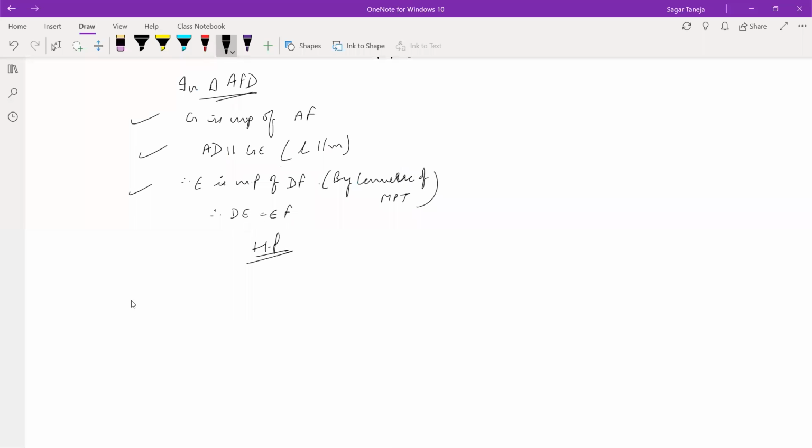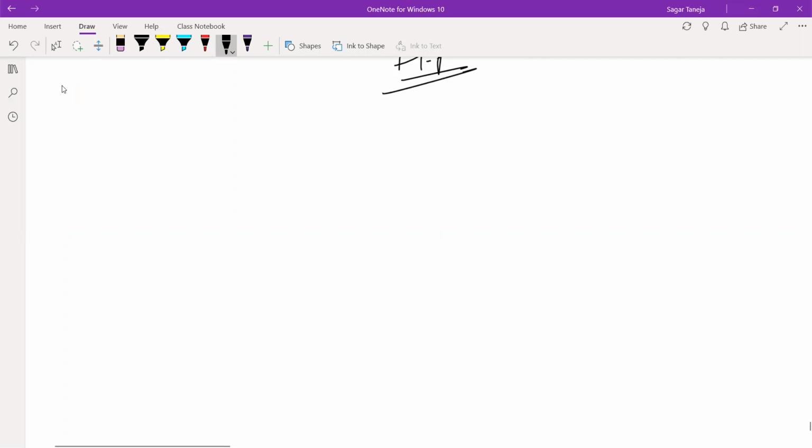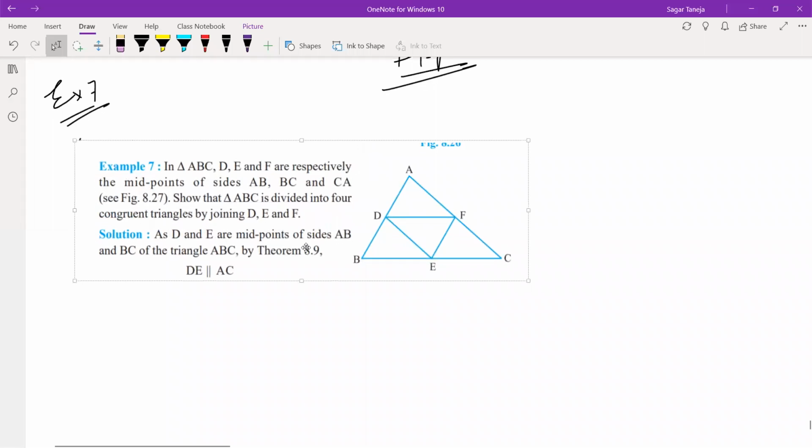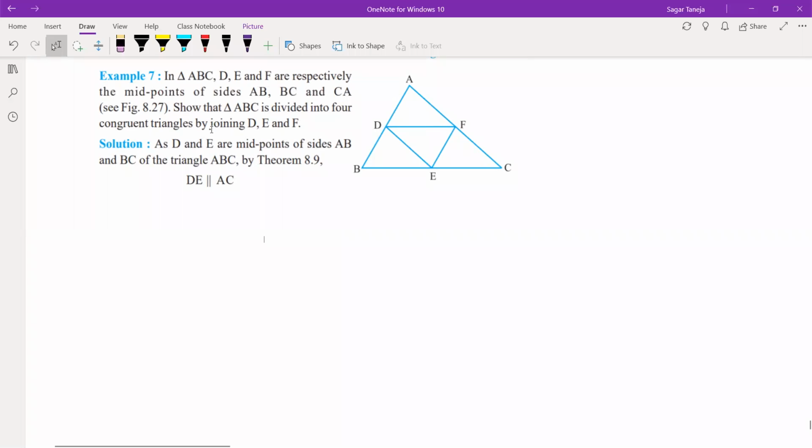Okay. Moving on to example 7. So let me print example 7 here. So it is example 7. In triangle ABC, so we have a triangle ABC here.